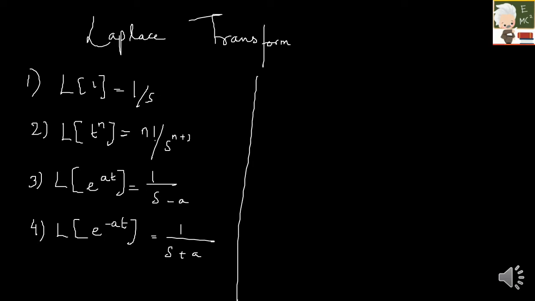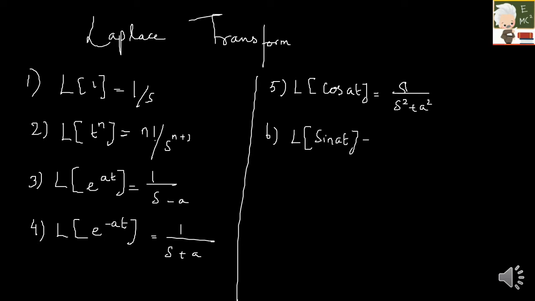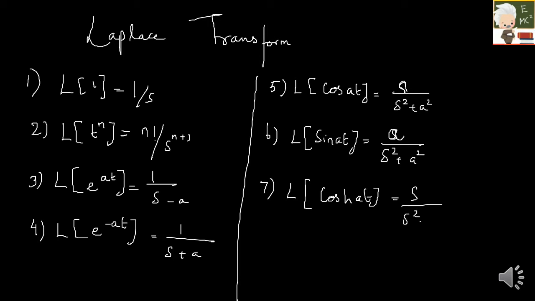The next one was the Laplace transform of cos at, which was s by s square plus a square. The sixth one was the Laplace transform of sin at, which is a by s square plus a square. The seventh one was the Laplace transform of cos hyperbolic at, which was s by s square minus a square. And the eighth one was the Laplace transform of sin hyperbolic at.